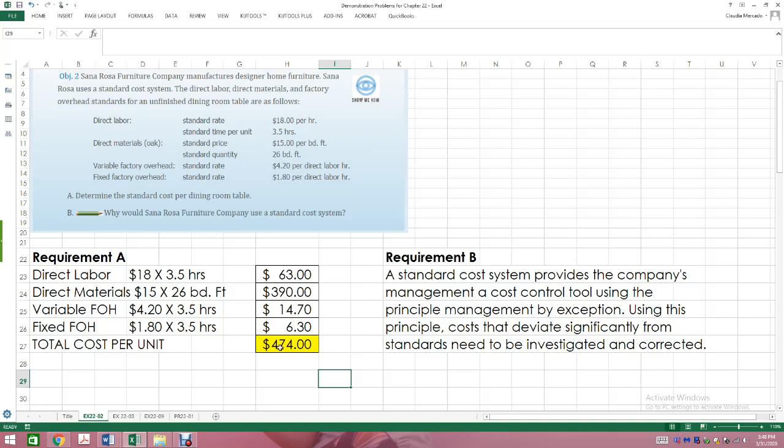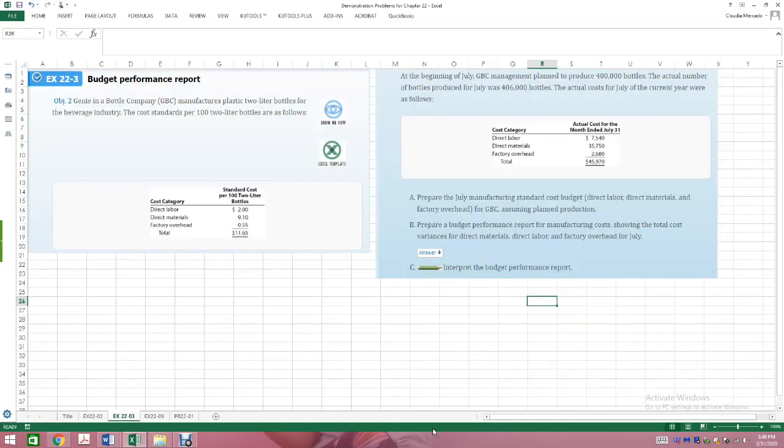So this is how we came up with the cost per unit. All of the information was provided to you in the problem. It's just a matter of identifying what you're using, okay? So pretty straightforward for that problem. Now the next one we have going on here is exercise 22-3.